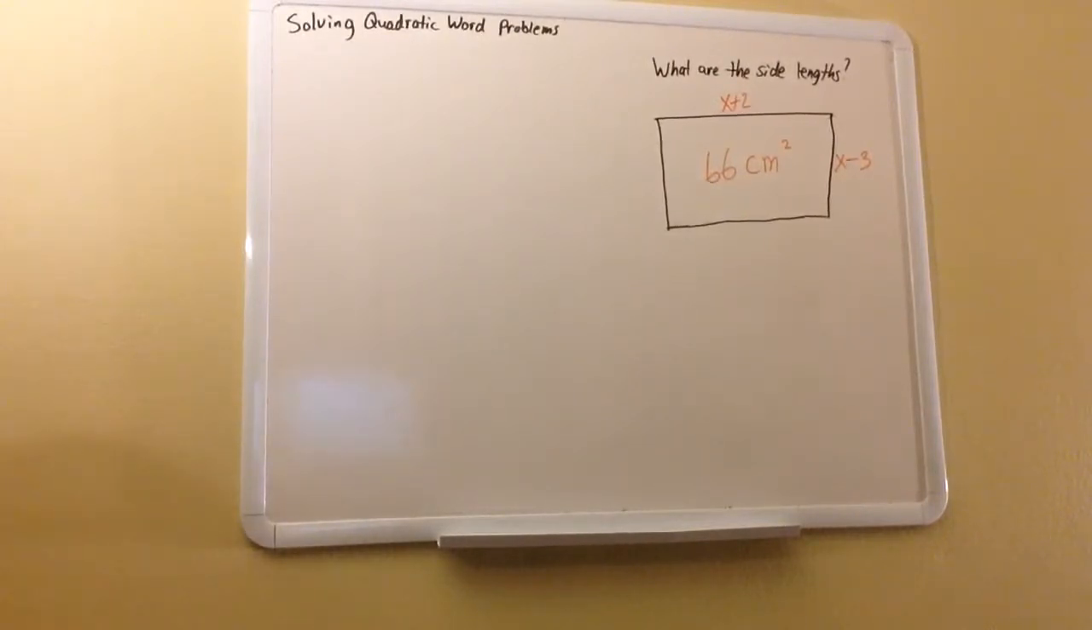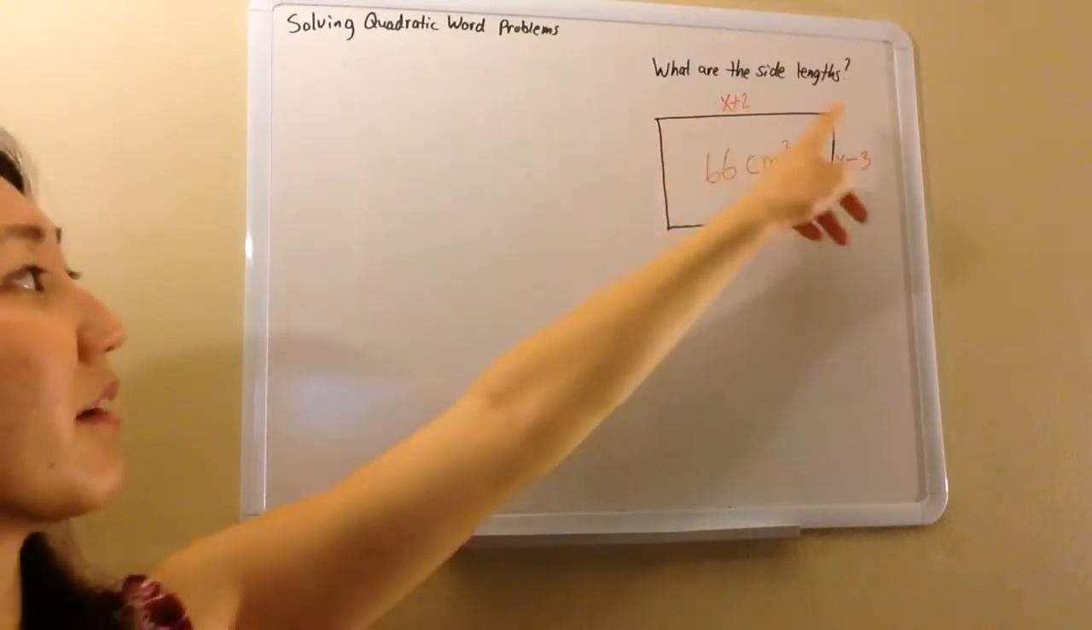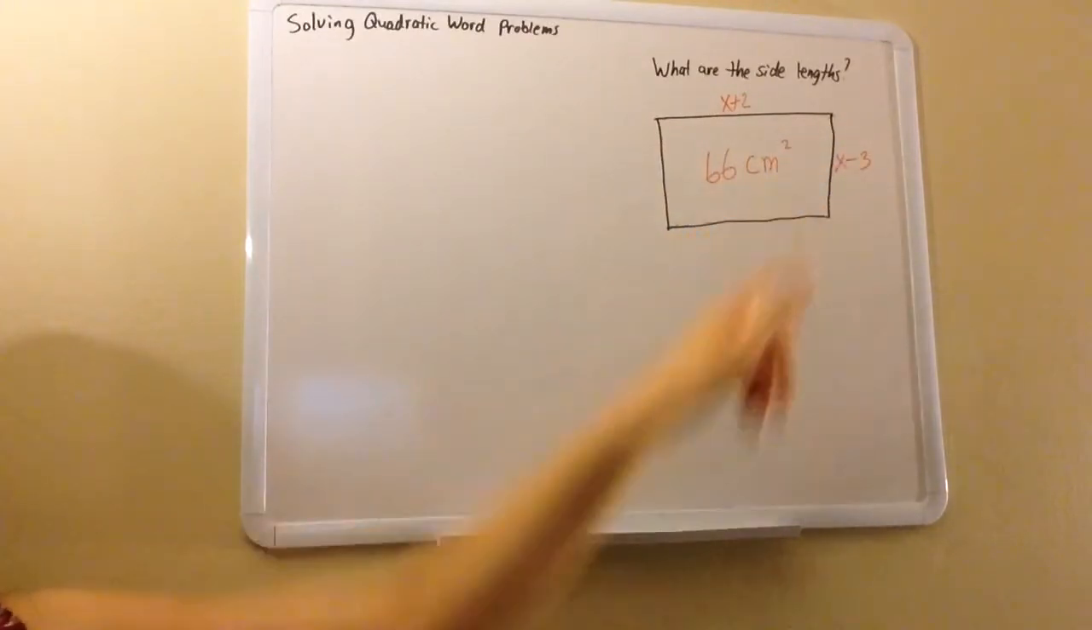We have a rectangle. Its area is 66 centimeters squared, and you have the side lengths sort of, but you don't know exactly which numbers they are. So that's the main question. We want to know what the side lengths are. To do that, you have to think about what area is in general. Area is length times width in a rectangle. So you're really multiplying the length times the width to get the area.